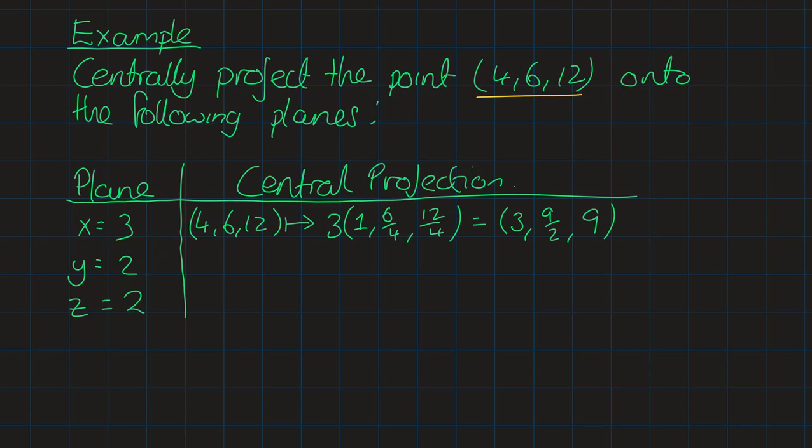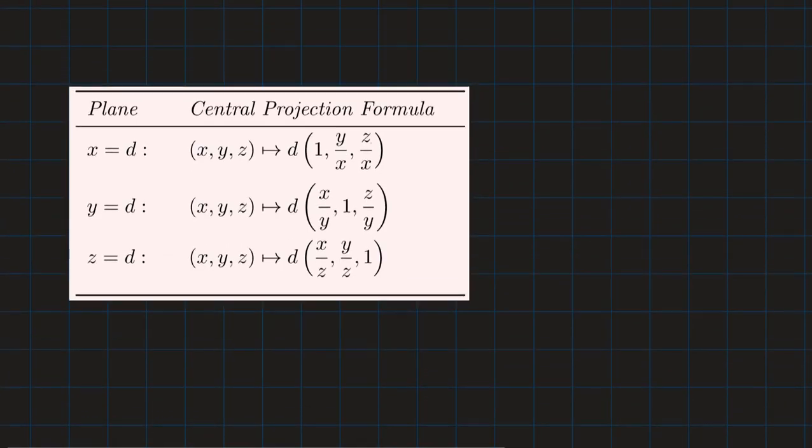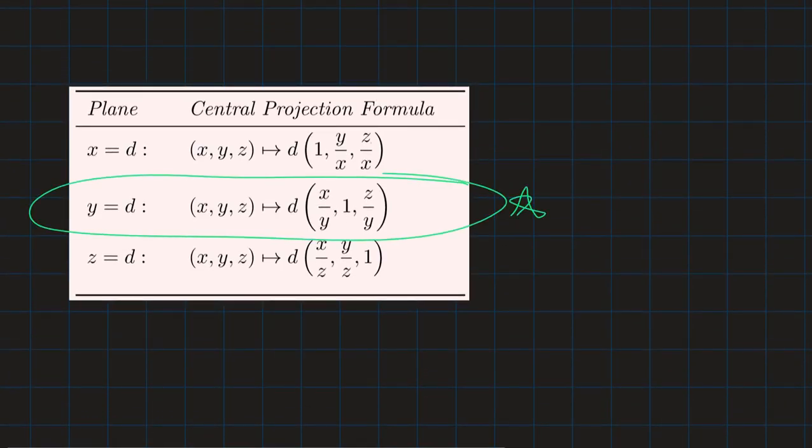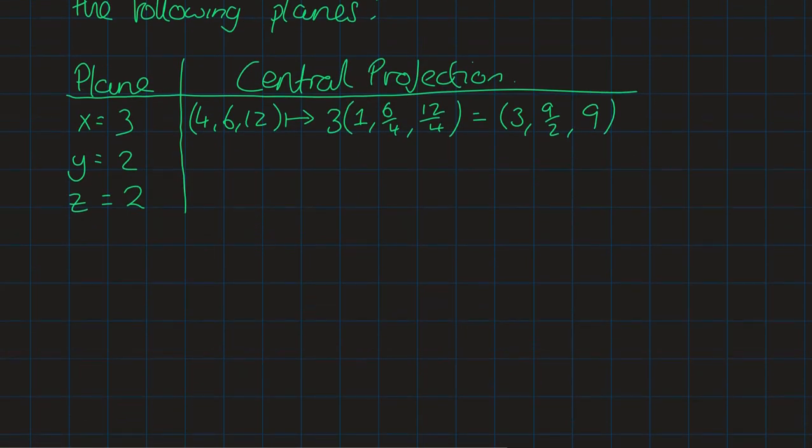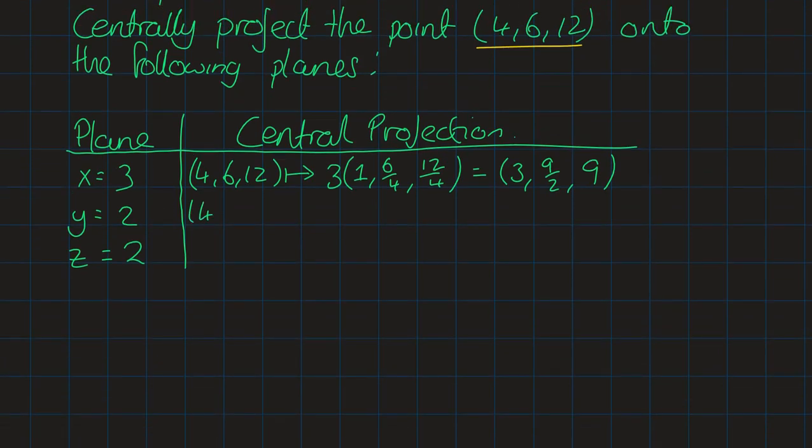Now I'm going to do it onto the y equals 2 plane. So this time I need to use the different formula, right? If I quickly scroll to this formula box, now I'm considering a y equals d plane. So I use this formula right here. Okay, so I have 4, 6, 12. This time it's going to get mapped to 2 times, now I do the x coordinate divided by the y coordinate. So 4 divided by 6, comma 1, 12 divided by 6, which is equal to 4 over 3, 2, 4.